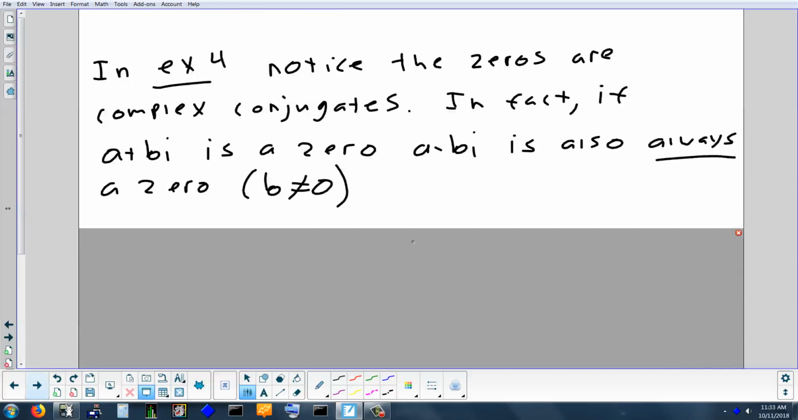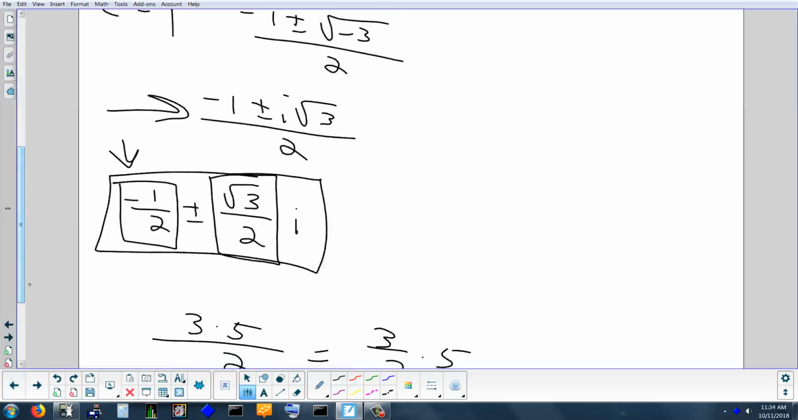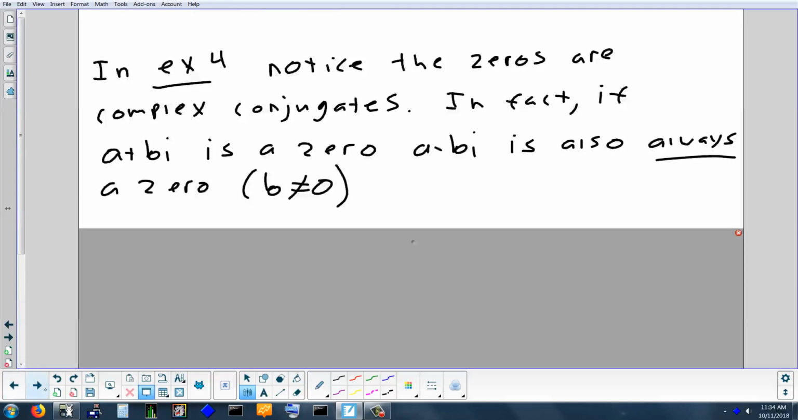So if you just go back for a second, look at the answers here, they're conjugates. Negative a half plus root 3 over 2 i, negative a half minus root 3 over 2 i. That always happens. So if I tell you that a plus bi is a root of a polynomial, then a minus bi is automatically a root.